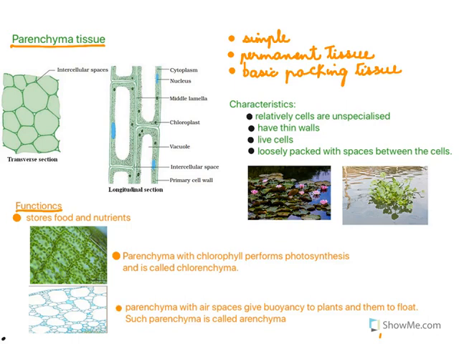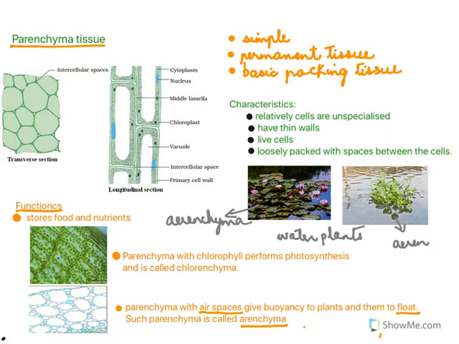Some special parenchyma have air spaces, and because of these air spaces, they give buoyancy to the plant. There's an upward force in this plant and it helps it to float. Such a parenchyma is called aerenchyma. Here you can see examples of water plants, and these water plants are able to float because they all have parenchyma with spaces, and that is aerenchyma. This also is a water plant. It also contains the tissue aerenchyma, which helps it to float.